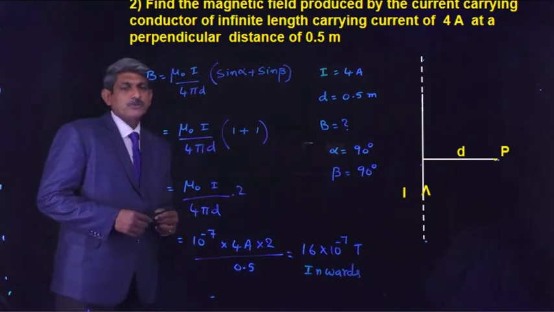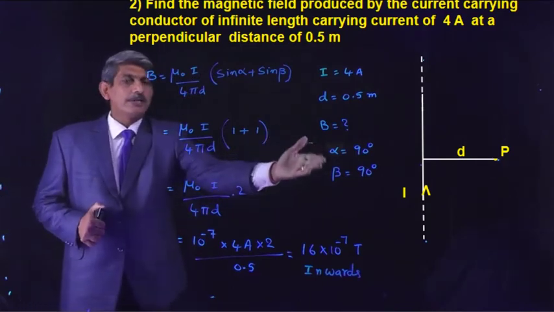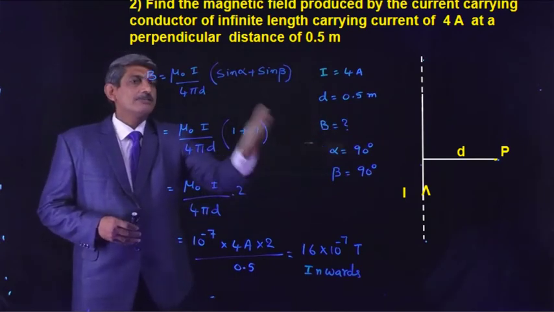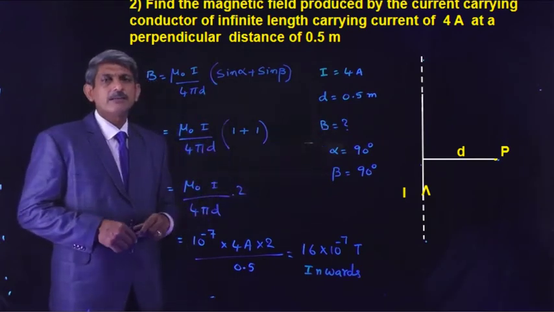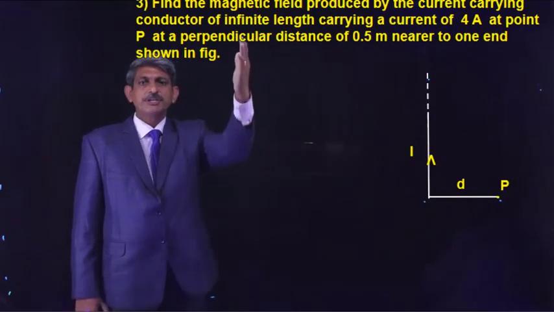Okay, so for the infinite wire, the elevation angles alpha is equal to beta is equal to 90 degrees. By substituting those values in this equation, we can determine the magnetic induction value. Okay, so come to question number 3.